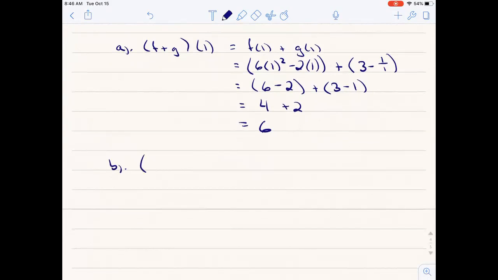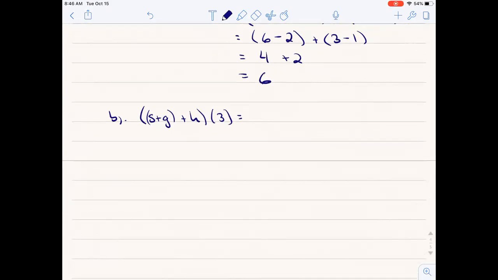Same idea. If we want to find s plus g plus h of 3, the same rules apply, right? You can treat s plus g as one function. Remember, they're just making more functions, right? So you can treat s plus g as a single function plus the function of h, but then you can expand the s plus g function as well, right? And so we can rewrite this as s plus g of 3 plus h of 3.